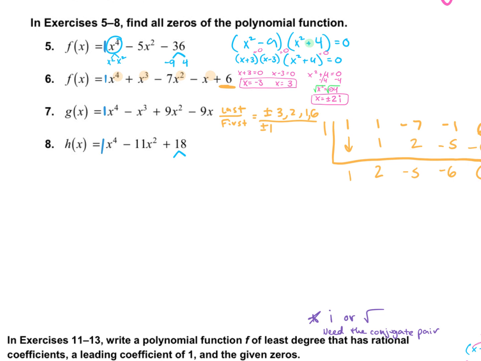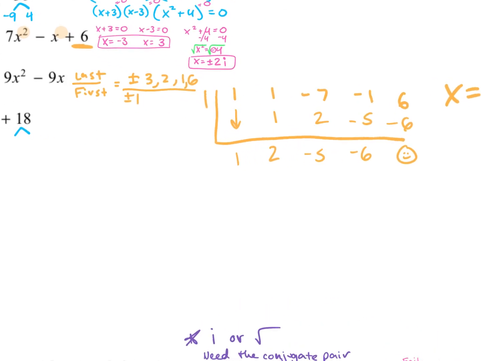How many answers total are we going to have here? 4. So I did last over first. It was x to the 4th power. What is it now? X to the 3rd power. So x to the 3rd power. Will it factor being x to the 3rd power? No. So let's do last over first again.